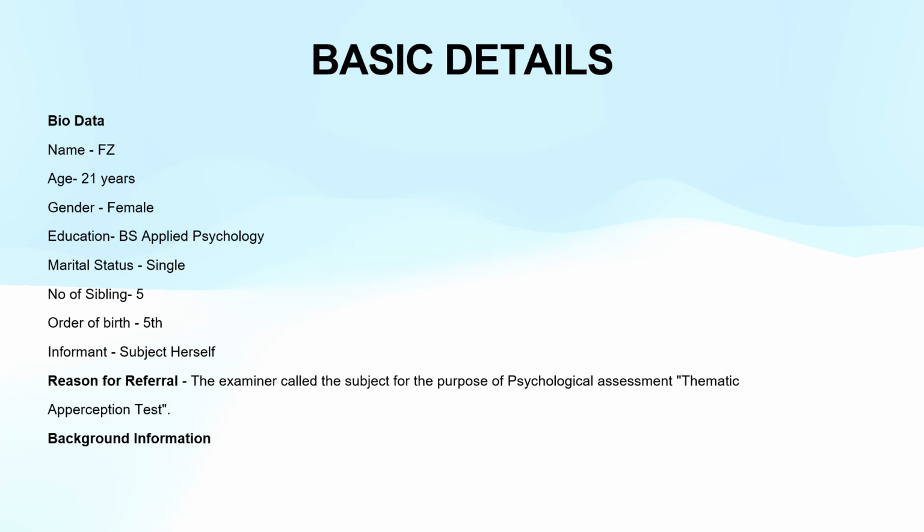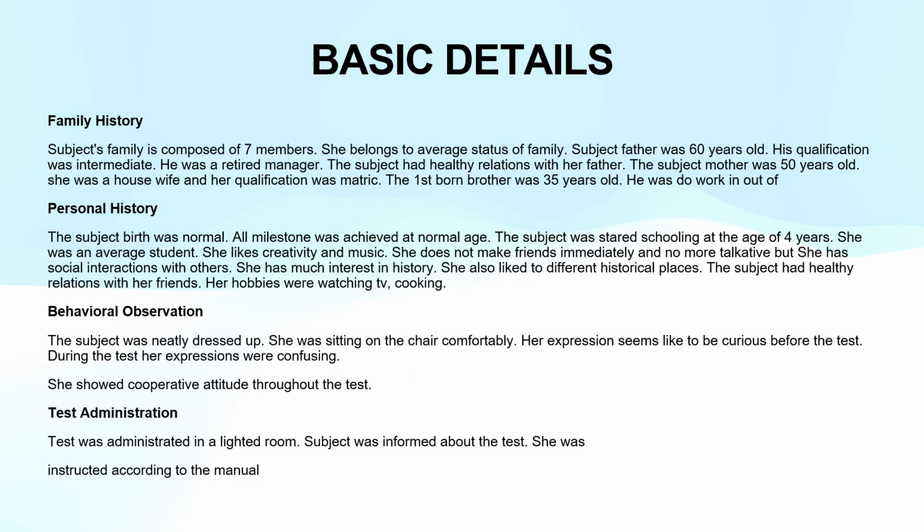There are certain basic details that you have to take from the patient. So this is a list of all the basic details that you are supposed to ask. You also have to know the reason for referral. You have to have some background information on the patient. You have to take the family history, personal history, behavioral observation and test administration. So these are the basic details that you have to take. This is an example of what can be written in the basic details.